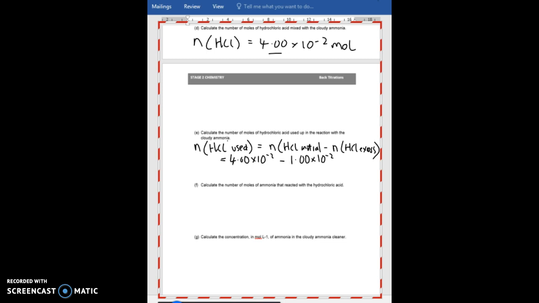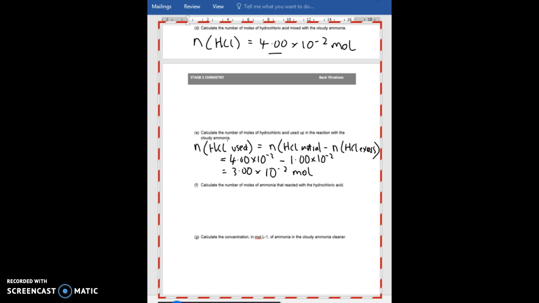That came from the number of moles of HCl in excess, which was part C: number of moles of excess hydrochloric acid remaining. Okay, so that then gives us our answer, part E, of 3.00 times 10 to the minus 2 moles. So that's the number of moles of hydrochloric acid that has reacted with the ammonia. Now we just work out how much ammonia that adds up to.